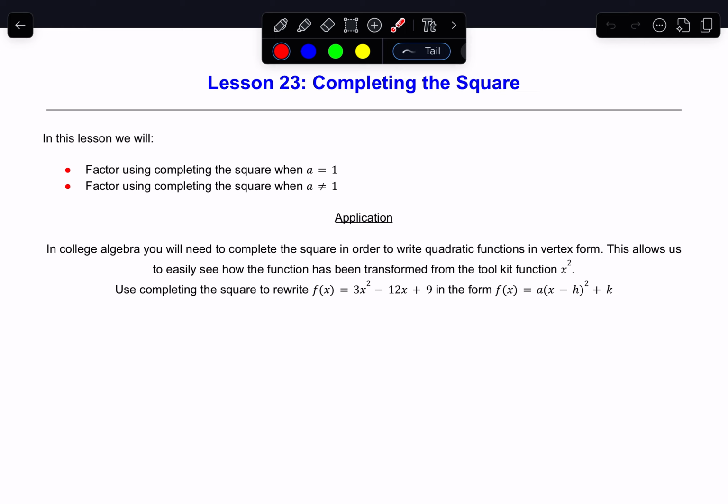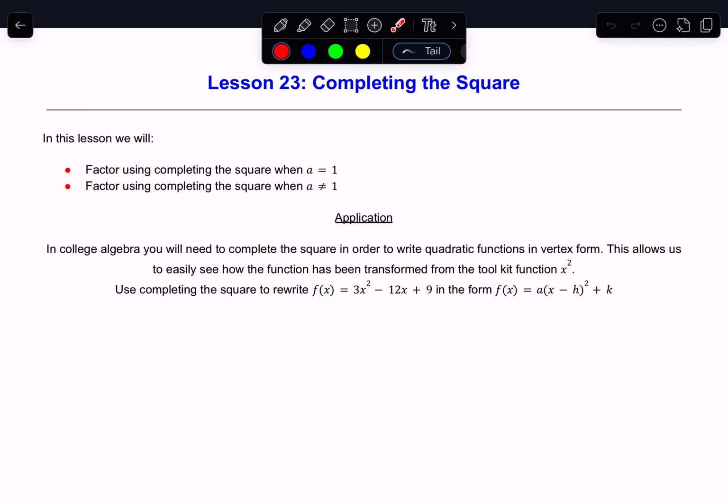Okay, so why do we need to know how to complete the square? Well, our application tells us the main reason. In college algebra, which is the class after this, you'll need to complete the square in order to write quadratic functions in what is known as vertex form. We will actually be doing this in lesson 26 in this class, and so even though you need it for college algebra, you also need it for this class, so important to learn.